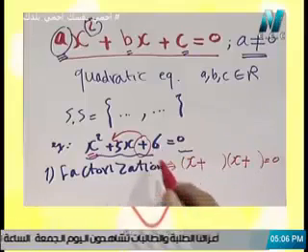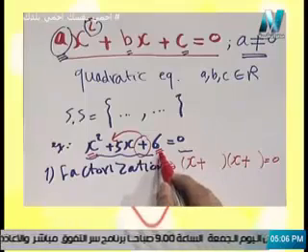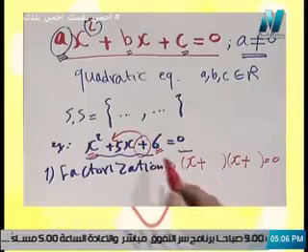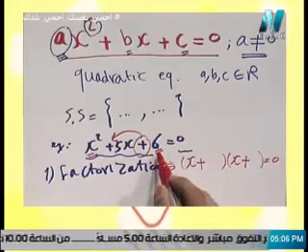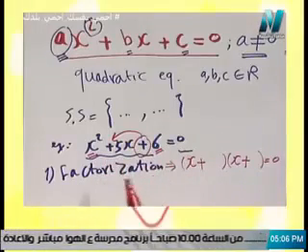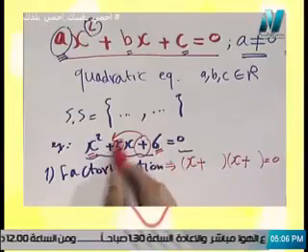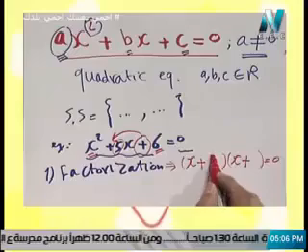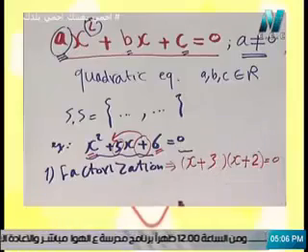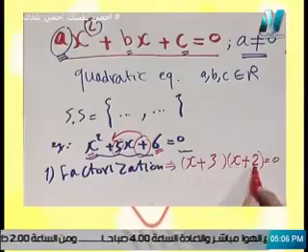6 we will factorize it. 6 may be 6 multiplied by 1 or 3 multiplied by 2. And we search for two numbers whose product equals 6 and whose sum equals 5. They will be 3 and 2. So 3 multiplied by 2 equals 6, and their sum equals 5.